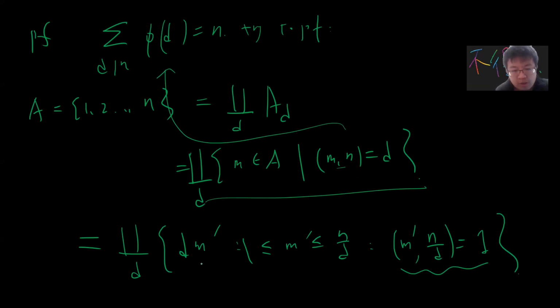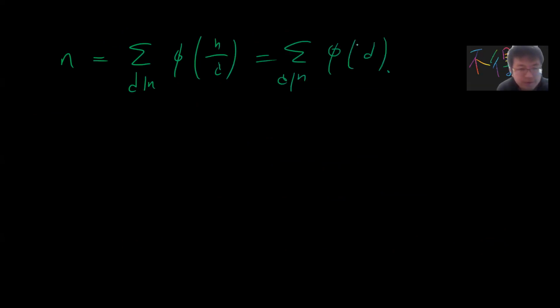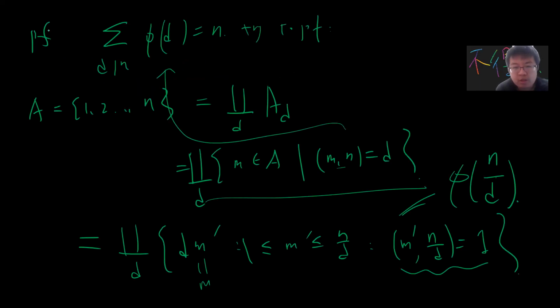You just write m equals d m prime, so the d's cancel, you get this, and this is a number. So combining, you look at this and see, oh, this is just phi of n divided by d. So you get n equals the sum over d dividing n of phi of n divided by d, and then you change your variable and it becomes the sum of phi of d. Okay, so this is the Euler phi function, and in the future we will investigate the Euler phi function.